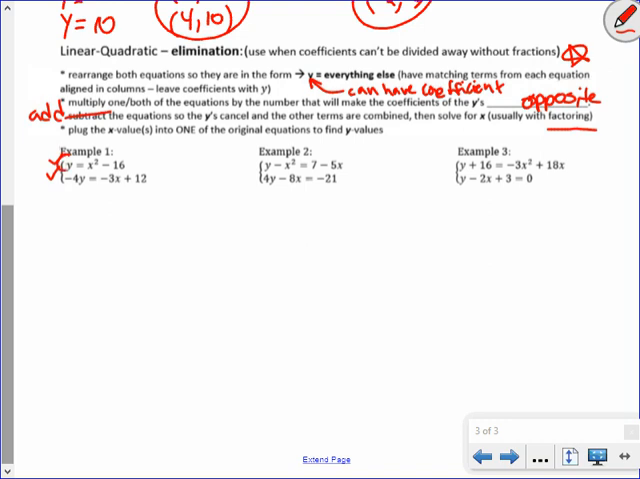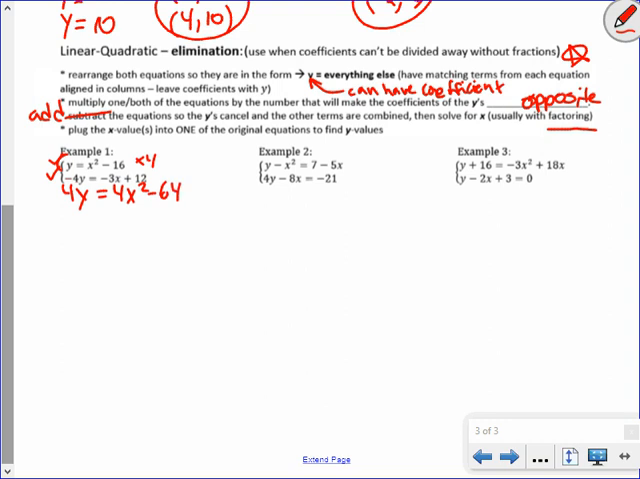What you want to do is make these two coefficients opposite. So if this one is -4, what would the opposite of that be? 4. Positive 4. So that means I'm going to take my top equation and multiply everything times 4. Again, we're trying to get the numbers in front of the y to be opposite, so they'll cancel each other out. If I multiply everything in the top equation by 4, what would I get? 4y. 4x squared.